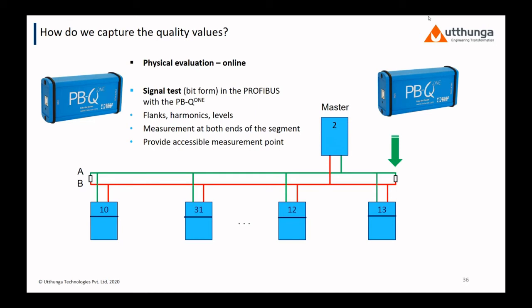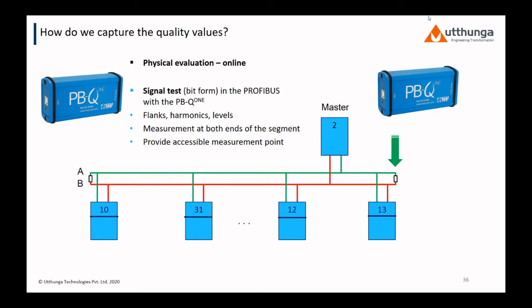Like that, if there is no proper topology plan, maybe you exceed the maximum number of 32 stations in one copper segment. Otherwise, as I said earlier, you're using less than 1 meter between each device. If you're using a VFD, there are high consumption devices, so your connections are within 1 meter. If the PROFIBUS network is not planned properly, then definitely you will face problems in the network. If you're using PBQ1 devices, you can complete the quality test of your PROFIBUS network.